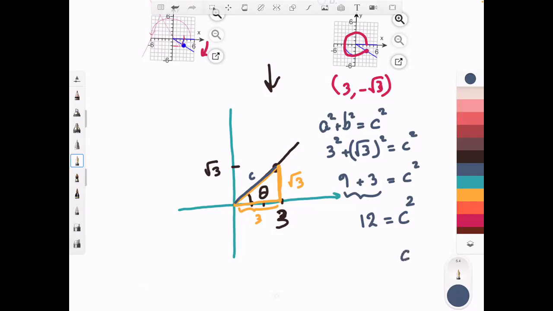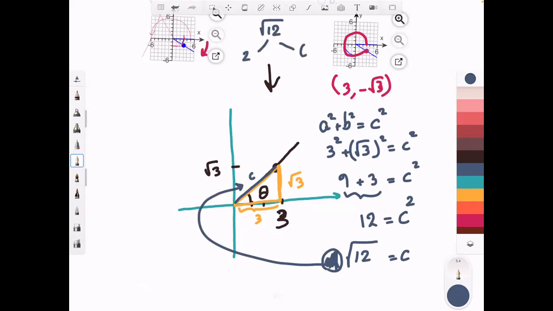So c will be radical 12. Anytime we take a square root, we put plus and minus. Because we are dealing with the hypotenuse, this is never going to be negative, so you can just ignore this. Radical 12 is not a perfect square, but this is the same as 2 times 6, and 6 is 2 times 3. So radical 12 will be 2 for one pair of 2, and radical 3 inside. So we got c, 2 radical 3.